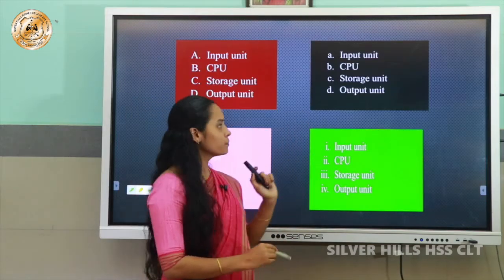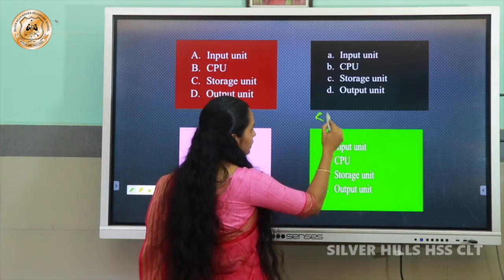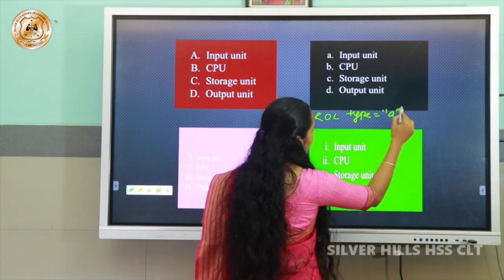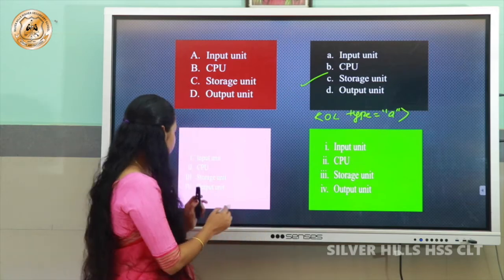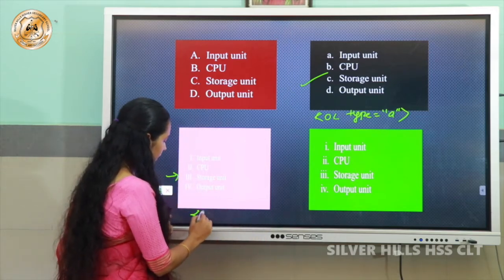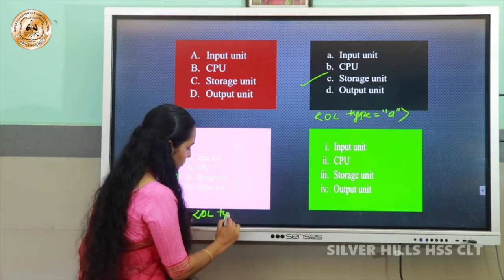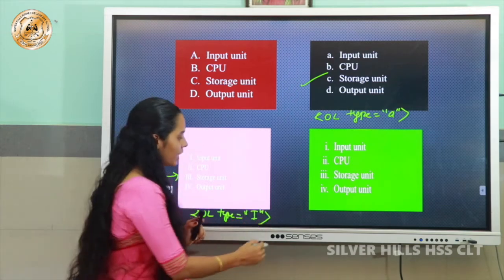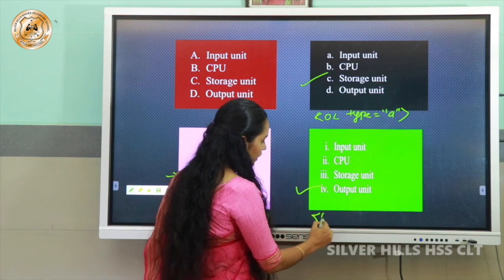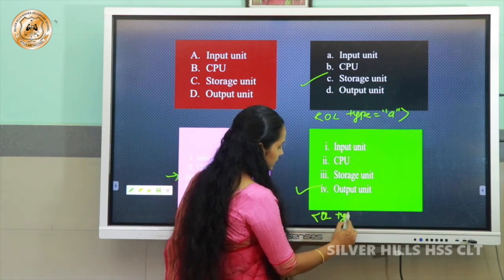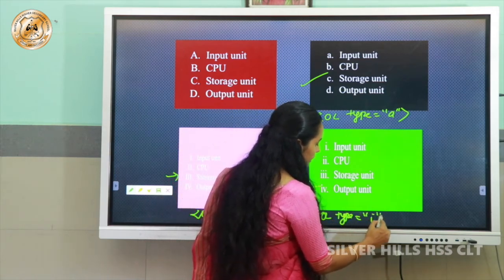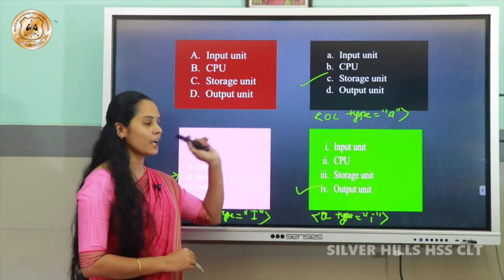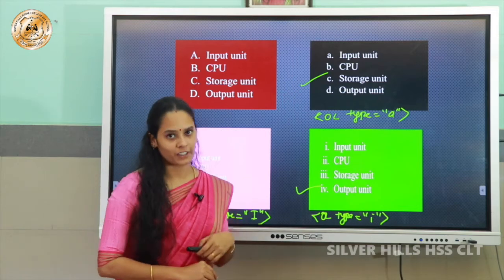If you want to get it as small letter a, b, c, d, you have to write OL type is equal to small a. Then you will get like this. And if you want to get like this, you have to write OL type is equal to capital letter I. And if you want to get like this, you want to write OL type is equal to small letter i. Then the list item will automatically display according to the type that you have given.